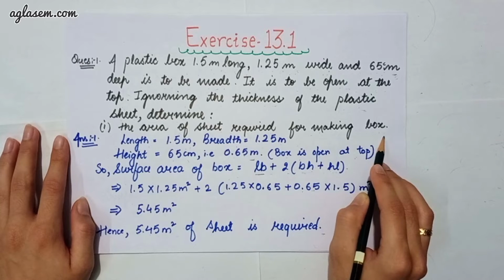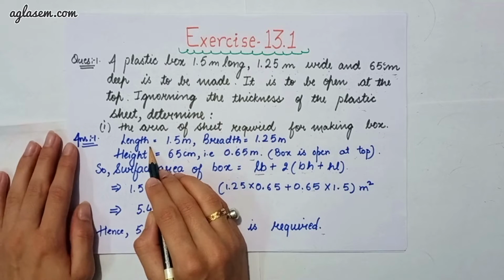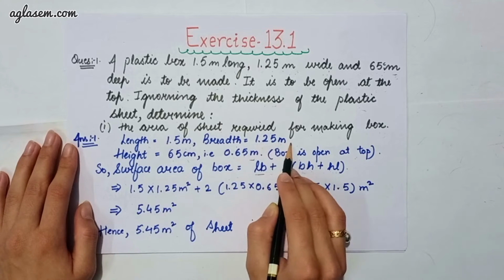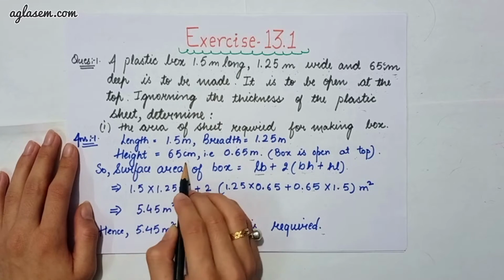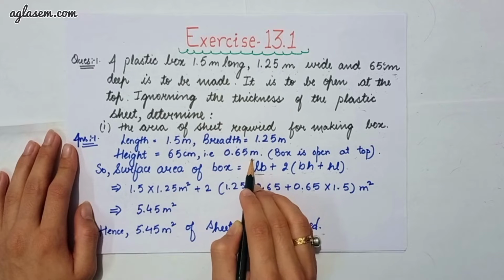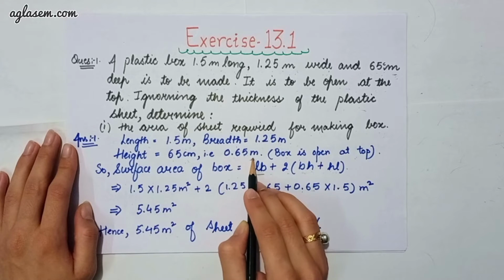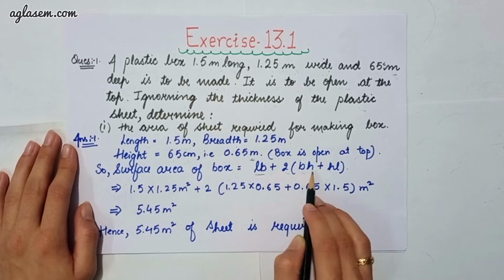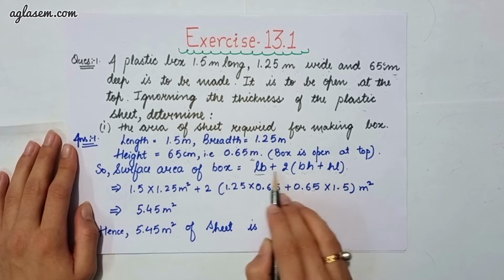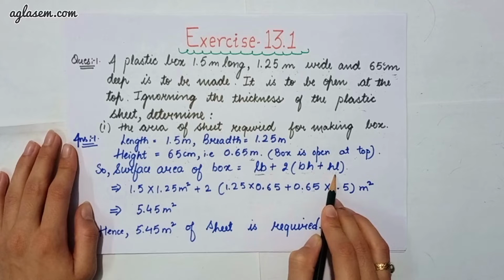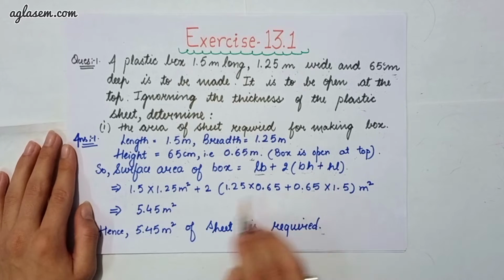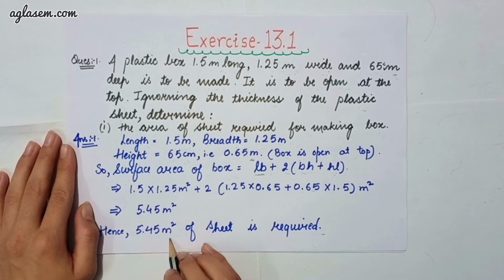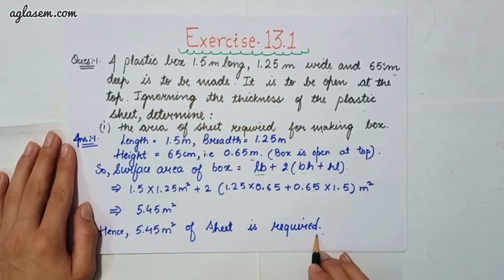So the answer is length, which is given to us, that is 1.5 meter, breadth, which is given to us, that is 1.25 meter, height, which is given in centimeters, we have to convert it into meters, which means 0.65 meter. Surface area of box is LB plus 2 into (BH plus HL). So applying the values, we will get surface area of box equals 5.45 meters square. So 5.45 meters square of sheet is required.